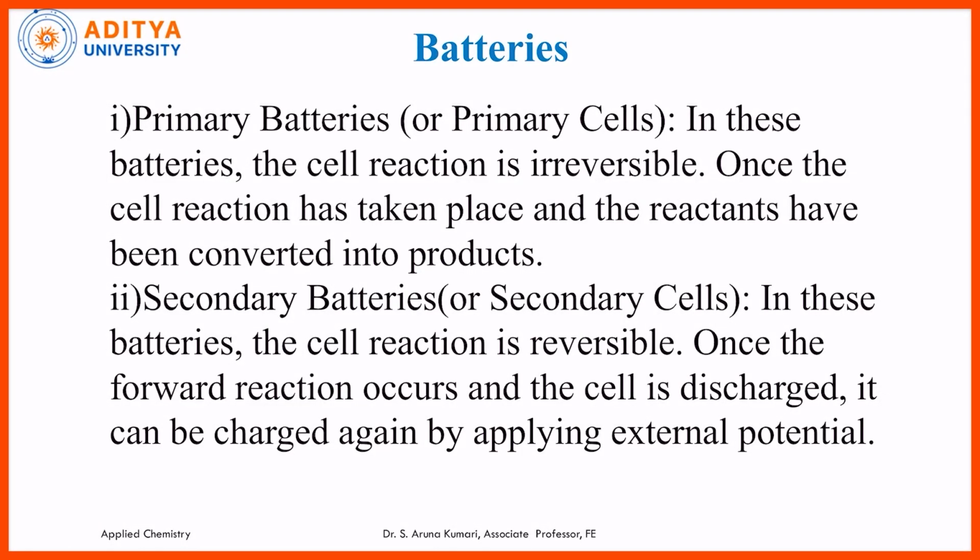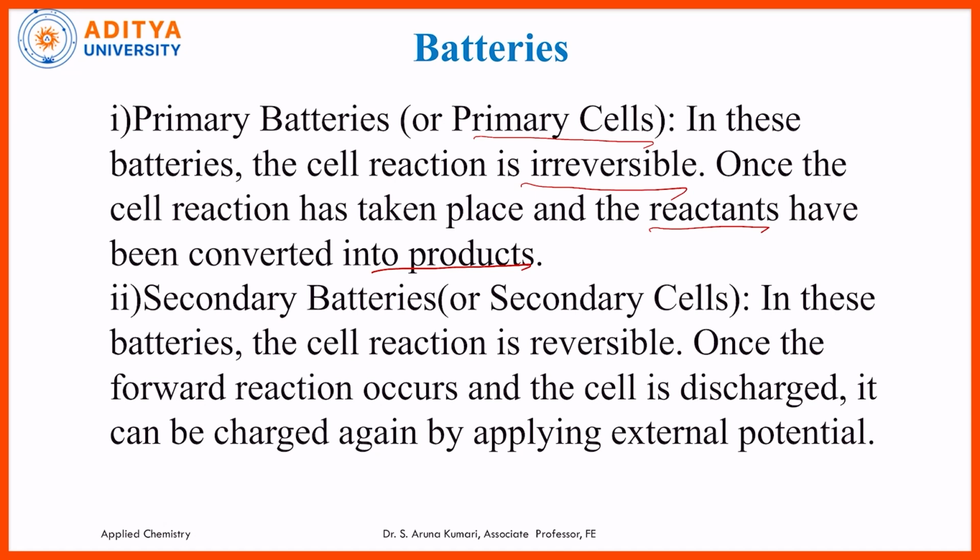Let us discuss what is a primary battery. This primary battery is also known as a primary cell. In a primary battery, the cell reaction is irreversible. Once the cell reaction has taken place and the reactants have been converted into products, the reverse cannot happen. Hence, we can see that in a primary battery the cell reactions are irreversible.